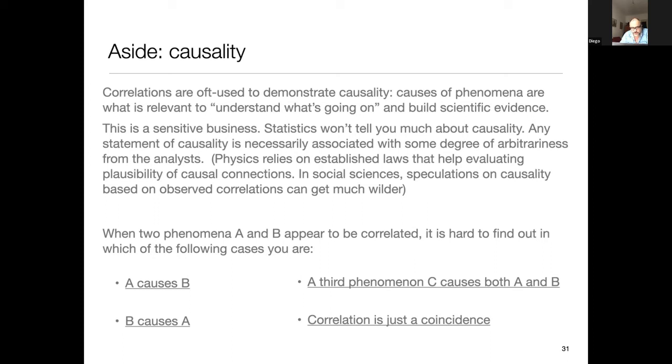So here you have a causality, but it's a causality that is going through a triangular relation in which the important cause is actually missing because C is not observed here. Or it can also be that the correlation is just a coincidence. And there are some funny examples about that.